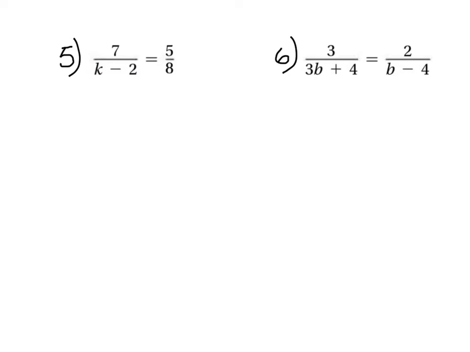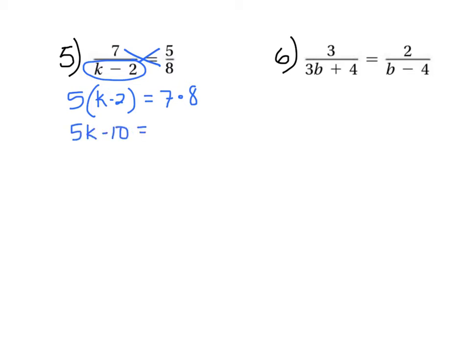We have 7 over k minus 2 equals 5 over 8. Your cross products are still going to be the same, except here it's 5 times all of k minus 2, so I have to remember to distribute. And then on this side it'll be 7 times 8. So that'll be 5k minus 10 equals 56.